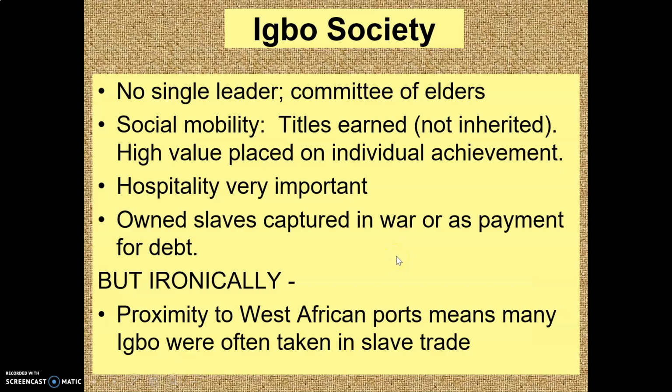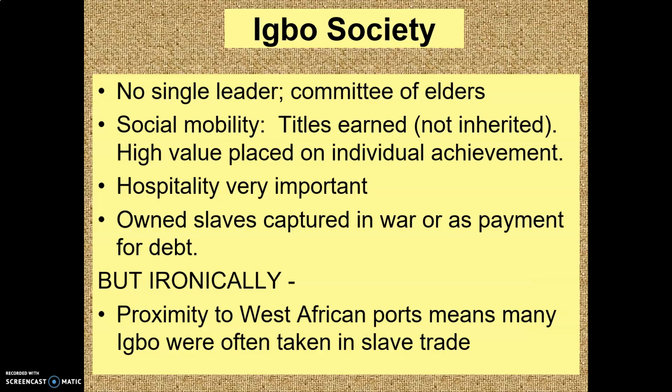In this society, they didn't have a single leader like a president or a king, like most of the stories that we've looked at so far. Instead, they were governed by a committee of elders, and becoming an elder wasn't something you could inherit. It was something you could earn, which is actually really important because that means this society had something known as social mobility, meaning it didn't really matter where you were born into the world. You could work your way up and become one of the most important, most respected men in your community.